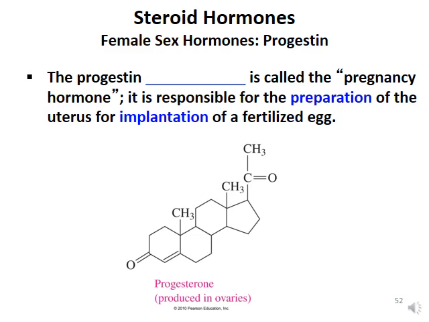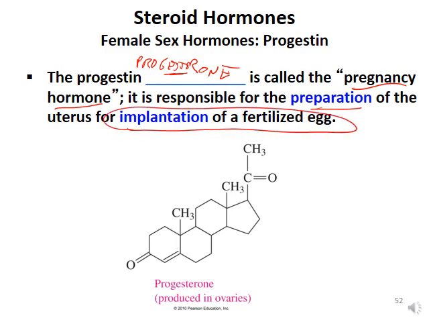Now, progestin, that's called progesterone, I should say, progesterone. Think about the gestation period. It's called the pregnancy hormone. It's responsible for the preparation of the uterus so that the fertilized egg can be implanted on the uterus. There it is. That's the baby maker, or one of the things that helps.